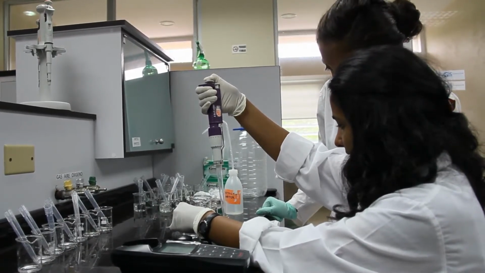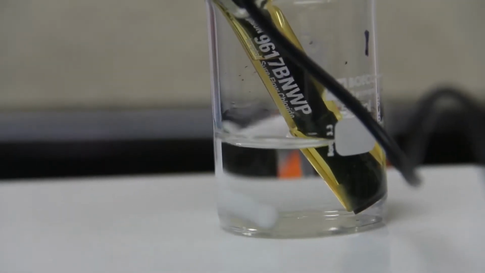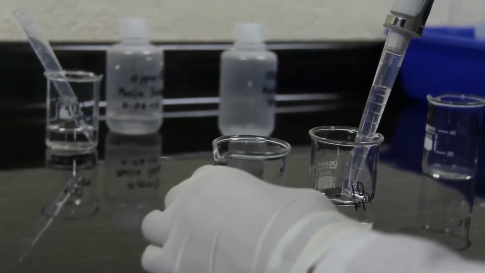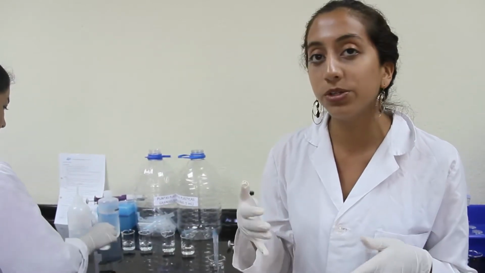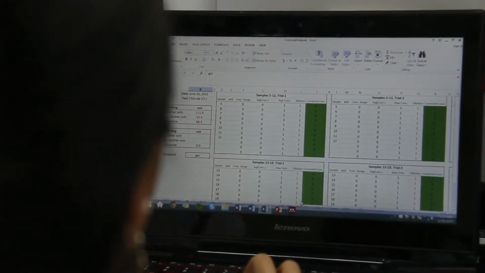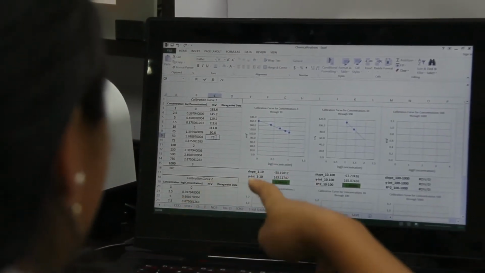So what we're doing now is a calibration curve for chloride, so we can measure the quantity of chloride we have in each sample. The purpose of this is that we take the concentration of each of these standards, and then we also measure the concentration of chloride in the samples, so we can put it in the graph and it can tell us the exact concentration.